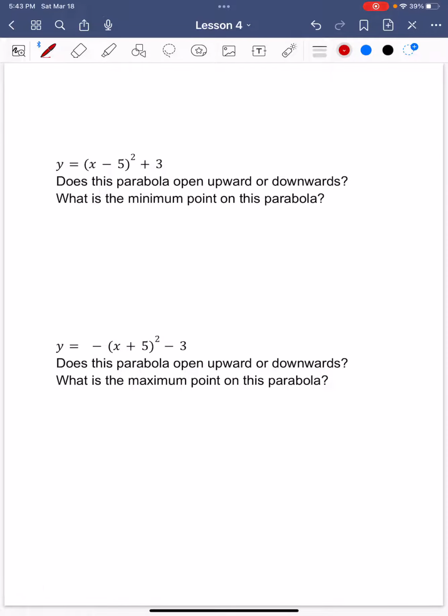Does this parabola open upwards or downwards? Well, it opens upwards because there's no negative here. And what is the minimum point on this parabola? The negative of this number and the positive of this number. So (5, 3). This parabola opens downwards because of the negative, and the vertex, or the maximum point, is (-5, -3).